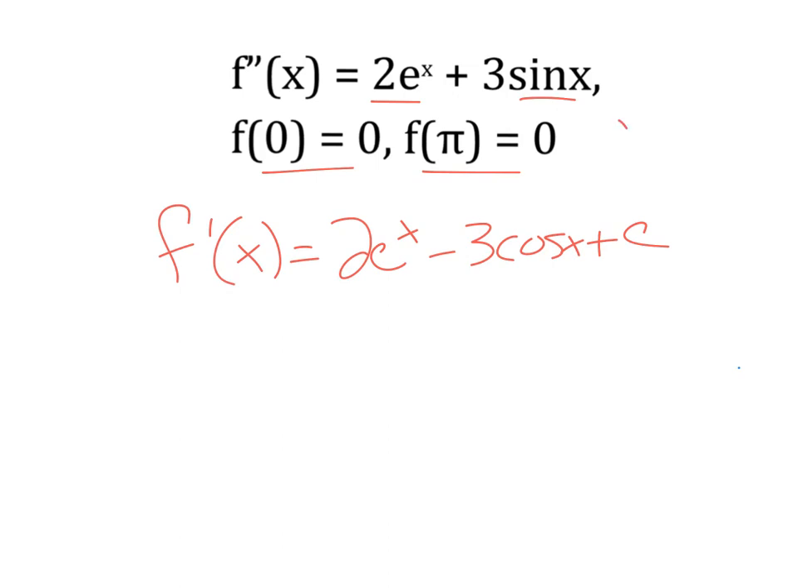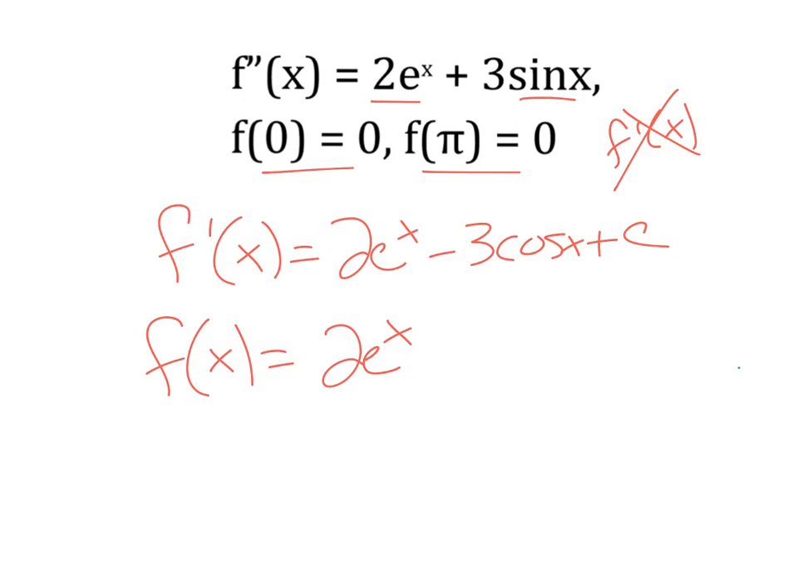I always check to see if there's a derivative condition, which we don't have, and so now I'm jumping back to finding the original function, working backwards again. The antiderivative of 2e to the x is still 2e to the x. Now the antiderivative of negative cosine is going to be negative sine of x, and then the antiderivative of c is just cx, and then I guess we have a plus d at the tail end.